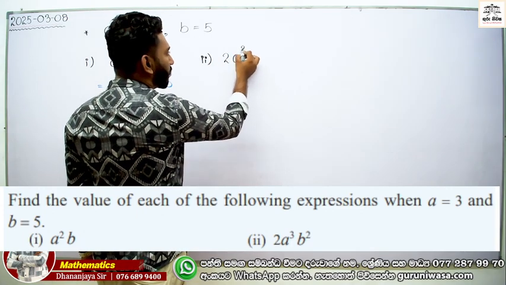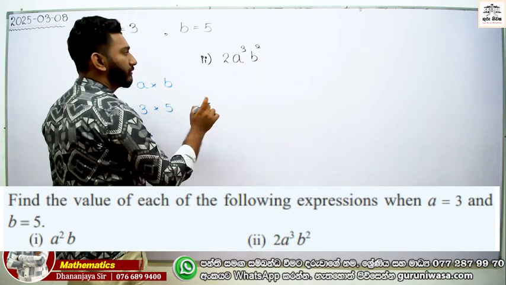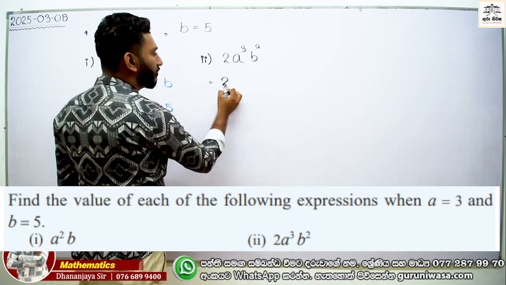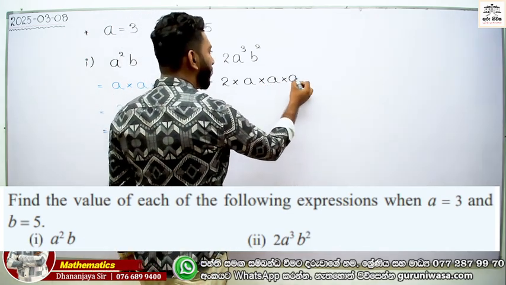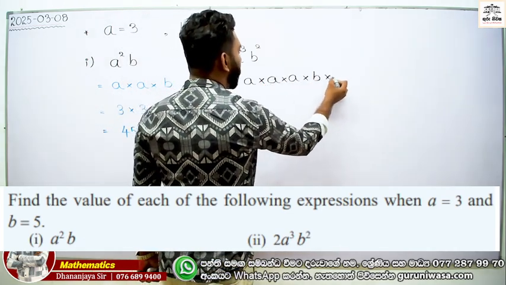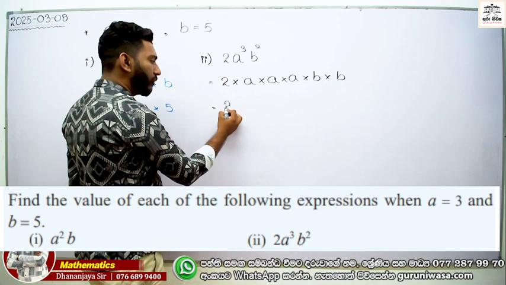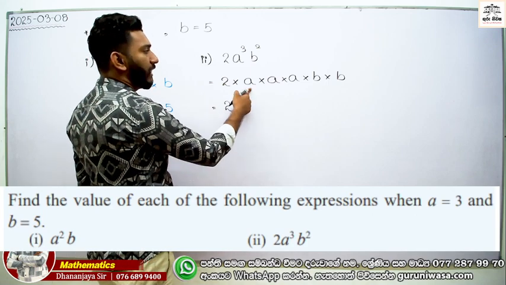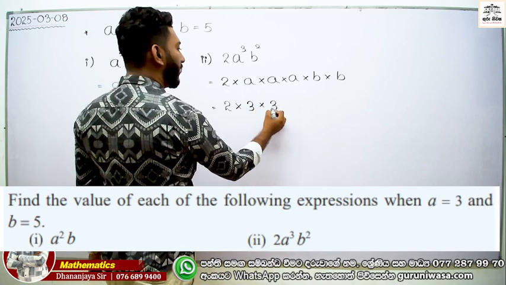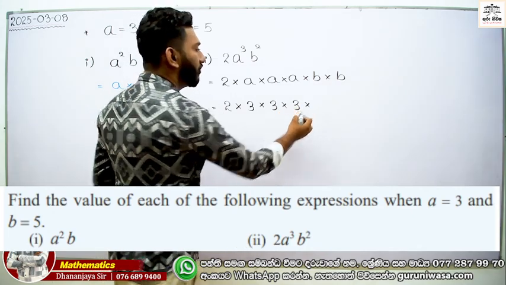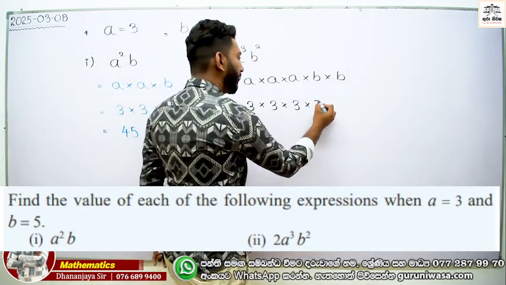2a to the power of 3 and b to the power of 2. Now listen. What is the definition of that? 2 times a into a into a into b into b. Here is a 2, put the 2 here. Multiply by a. A becomes 3, so 3 into 3 into 3. And this is b, but b is 5, and put the 5 here.